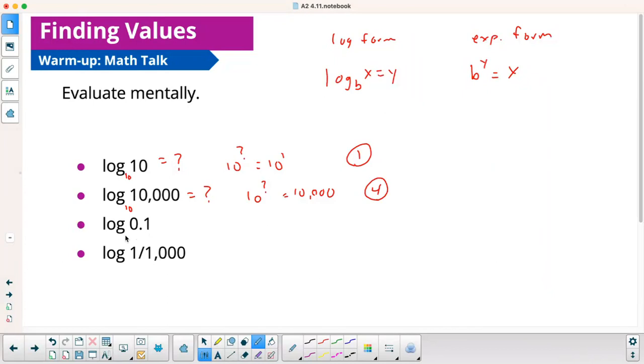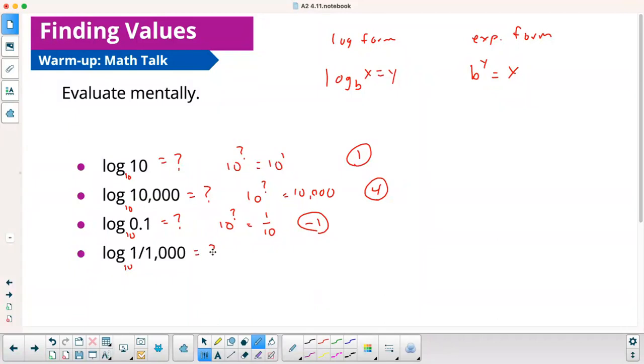Gives me 10,000. Okay, over here, this is 10 to what power equals 0.1? I'm going to write it as 1/10 because I think it's easier to see. And the answer there is obviously -1. Negative powers will flip it. So 10 to the negative first would be 1 over 10 to the positive first.